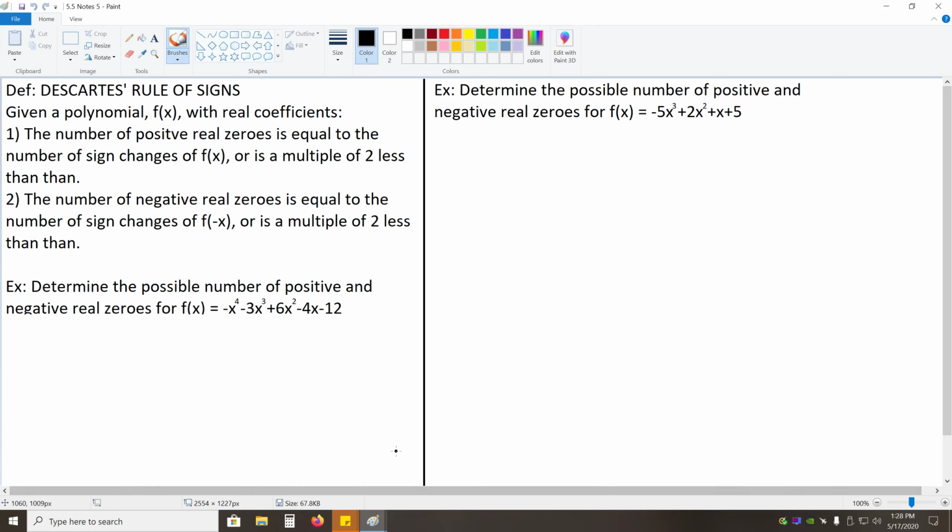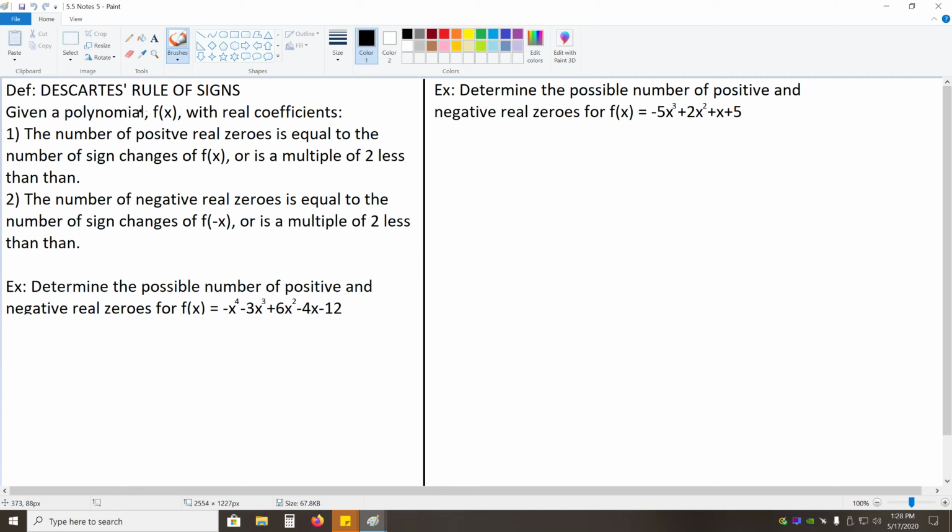Okay, and now from here we just have one last type of problem to go through. We call this our definition for Descartes' rule of signs, and this is the last thing that we introduce to limit the number of things we have to check when we're trying to factor these polynomials or find their rational zeros, or zeros in general, that is.